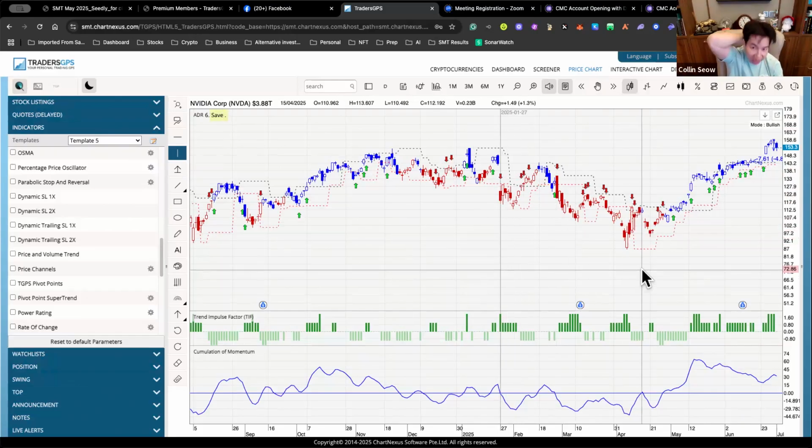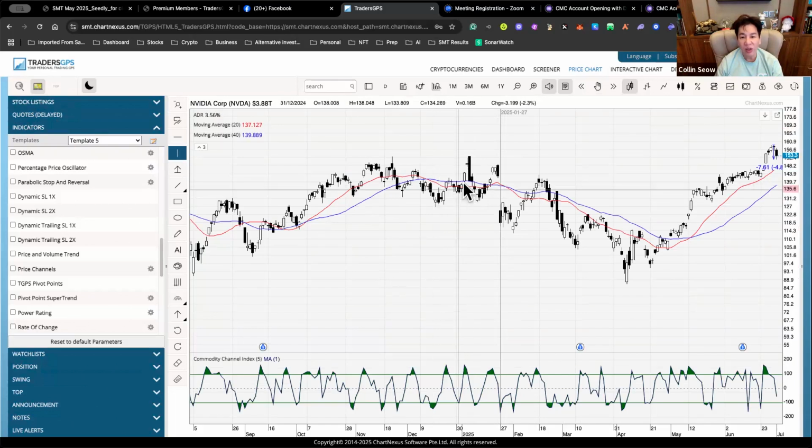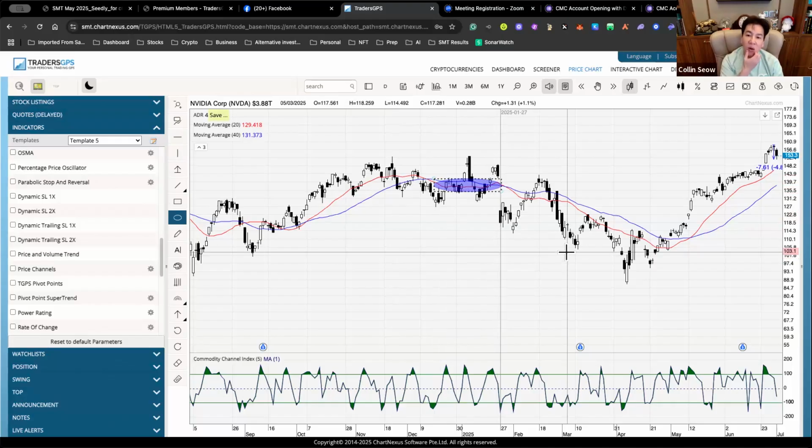More like a trend reversal. Why? Number one, candlestick turn rate. Number two, prior to that, you already know, about 1.5 months before that, you already know that the trend wasn't clear.